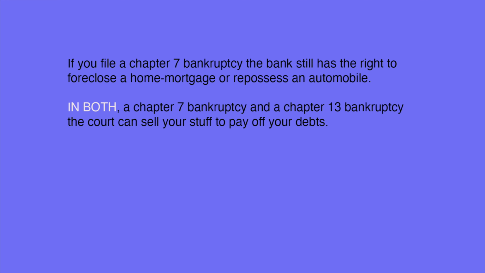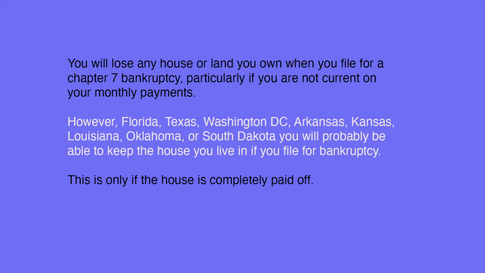In addition, if you file for a Chapter 7 bankruptcy, the bank still has the right to foreclose a home mortgage or repossess an automobile. Plus, in a Chapter 7 bankruptcy and a Chapter 13 bankruptcy, the court can sell your stuff to pay off your debts. In general, you will lose any house or land you own when you file for a Chapter 7 bankruptcy, particularly if you're not current on your monthly payments.